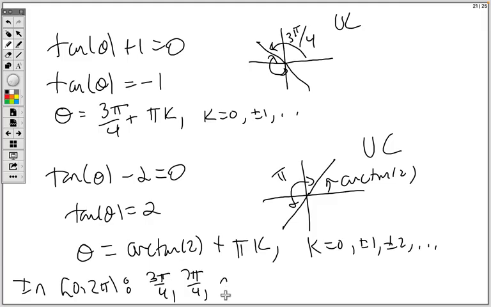From the second family, I'm going to pick up the arctangent of 2. That's between 0 and pi over 2. If I add pi to that, that's going to put me in quadrant 3. Arctangent of 2 plus pi. If I add another pi, I'm going to be over 2 pi. If I subtract pi from arctangent of 2, since arctangent of 2 here is in quadrant 1, I'd be less than 0. So those are my 4 answers.